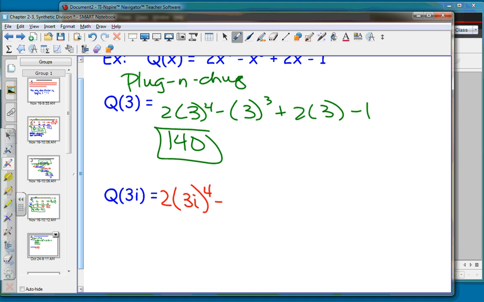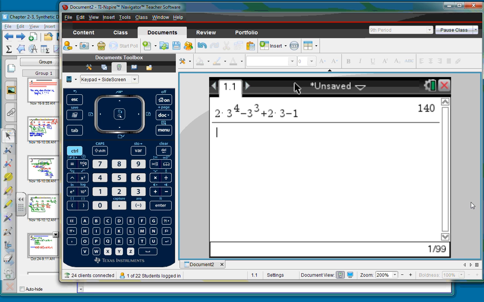Now, same thing. But this time we're plugging in an imaginary number. i squared is equal to negative 1. i to the 4th is equal to 1. Check it. Are we watching?